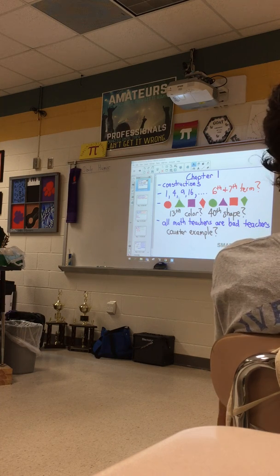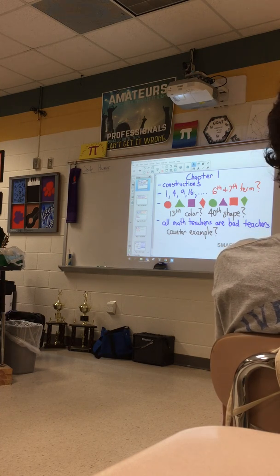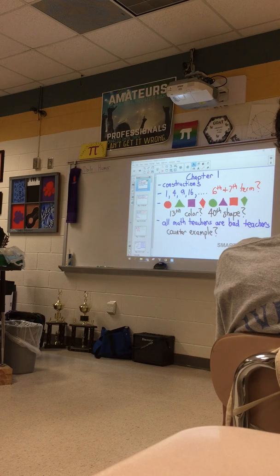All right, chapter 1. 1, 4, 9, 16. What is the 6th and 7th term? All of those numbers are your perfect squares. So the 5th term would be 25, the 6th would be 36, and the 7th would be 49.